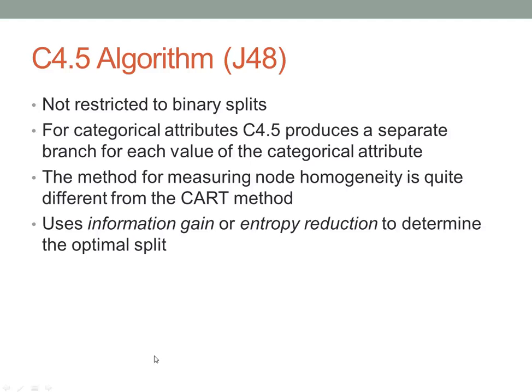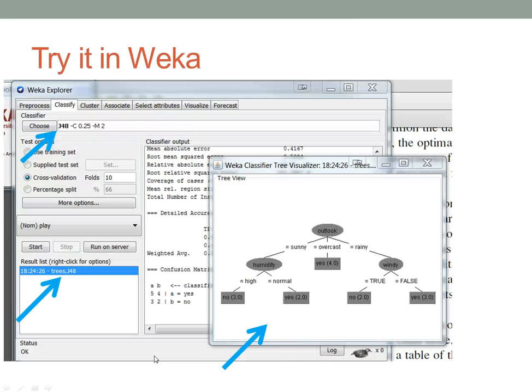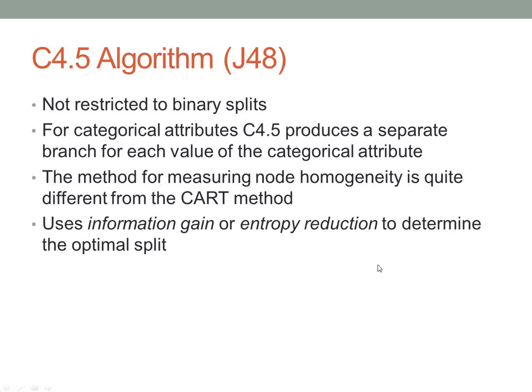Okay. Now, what about the J48 tree, otherwise known as the C4.5 algorithm? This is not restricted to binary splits. And also for categorical attributes, what does categorical mean? Not numeric. That's the same as nominal. For categorical attributes, C4.5 produces a separate branch for each value of the categorical attribute. So we saw that at the beginning, way back here in our Weka. For each value of outlook, we get a separate branch, right?